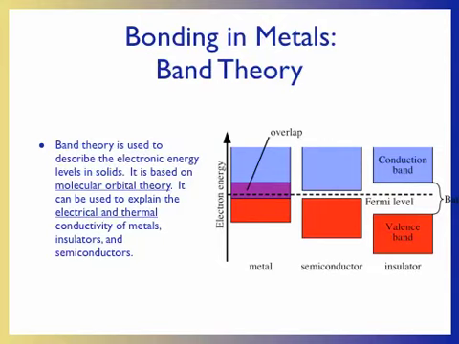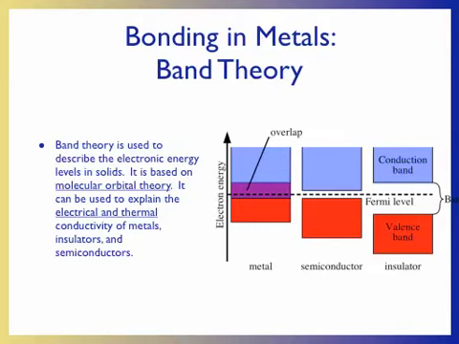The first thing that we should discuss in terms of metals is their electronic structure. One way to describe the electronic structure of metals is to use band theory. Band theory is based off of molecular orbital theory. We'll review what molecular orbital theory is in a moment. Band theory can be used to describe electronic energy levels in many solids, not just metals. But it works very well for metals.